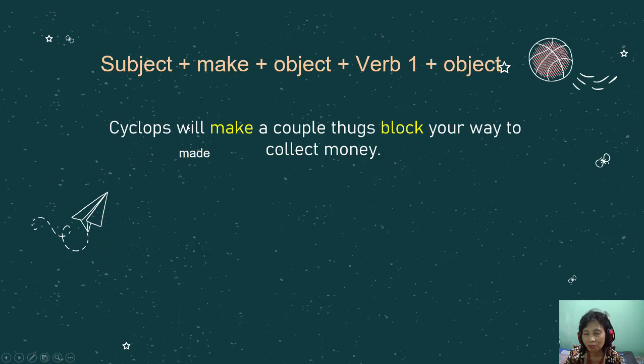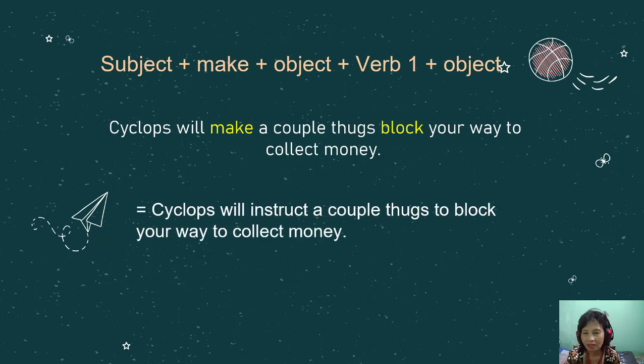We can use the verb make in another tense. You can have simple past, present continuous, or with an auxiliary, it's up to you. This sentence actually has the same meaning as Cyclops will instruct a couple thugs to block your way to collect money. It is a kind of instruction or command. So the meaning can be instruct, or you can have Cyclops will command, or Cyclops will force a couple thugs to block your way to collect money.